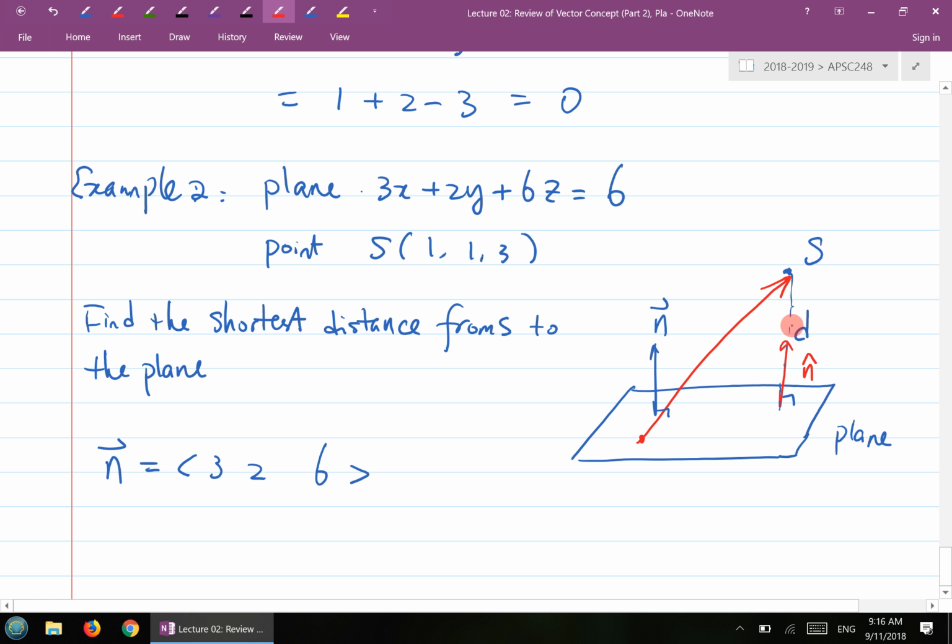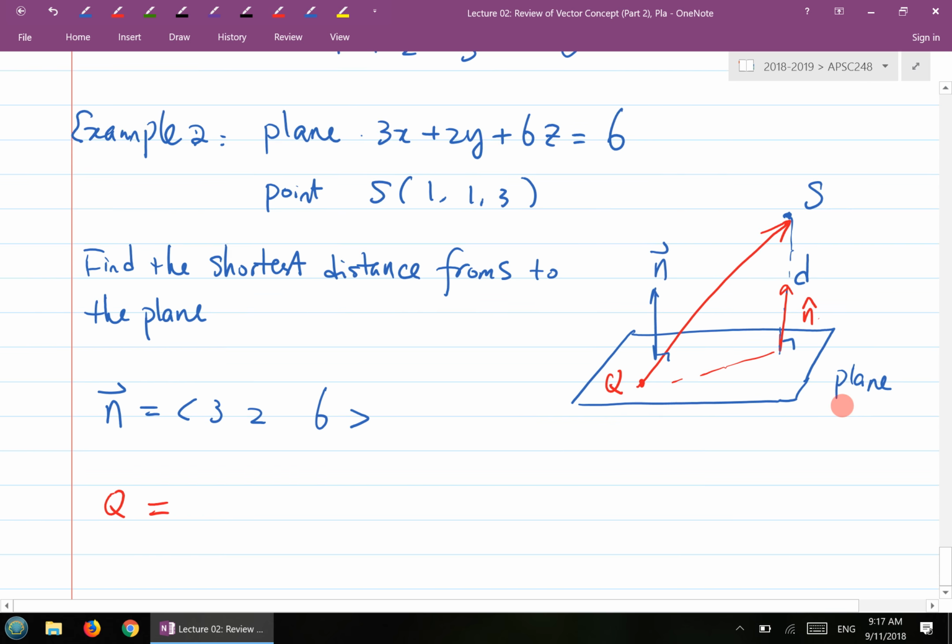So if you look at this here, you can always form this right triangle, and let's call it QS here. If you project the QS onto the n hat direction, you get the shortest distance d. Good. And all we did is pick a point Q on the plane. How many such points Q are on the plane? How many? Infinite. So can you pick a point Q now? How do you pick a point Q on the plane? What would be an option?